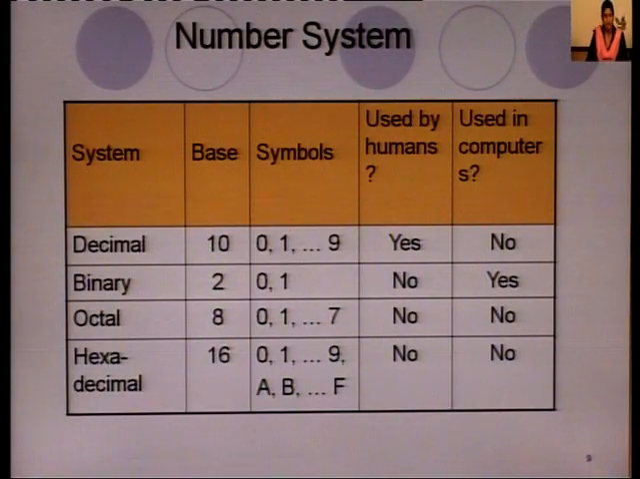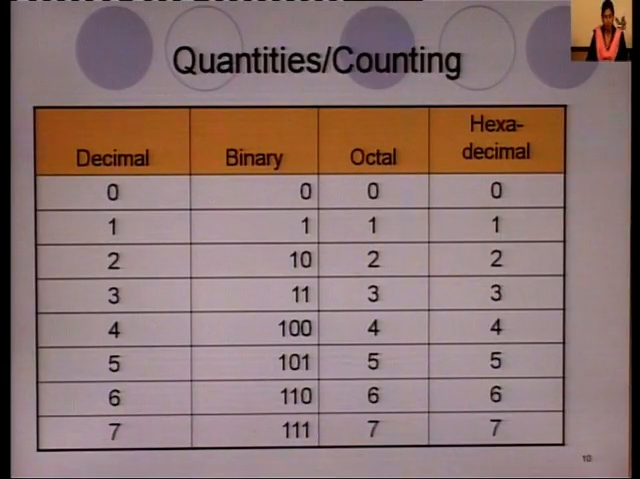The decimal number system is commonly used by humans, and the binary number system is used by a computer system. Here the base is the number of symbols or number of digits in any number system. We will compare the representation of a value in four different number systems.